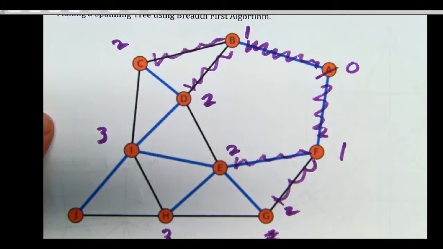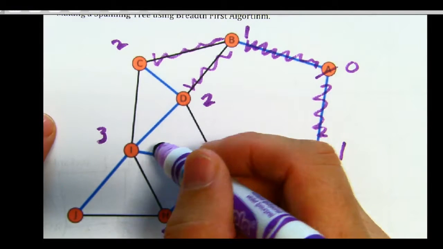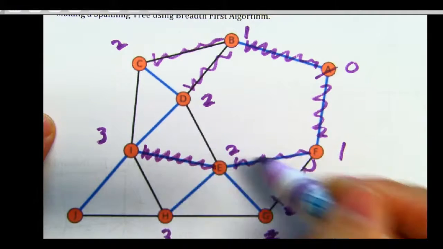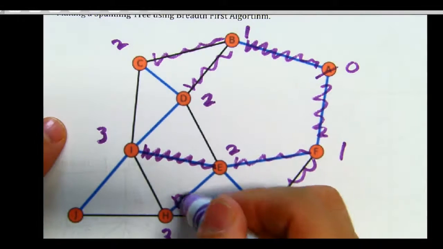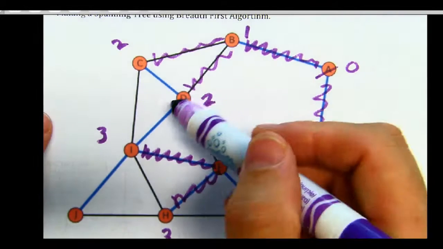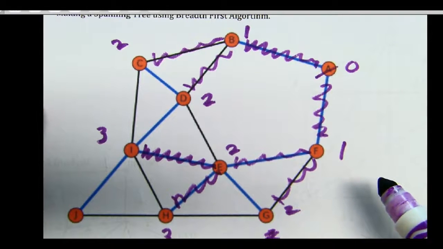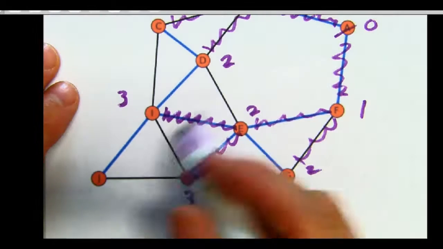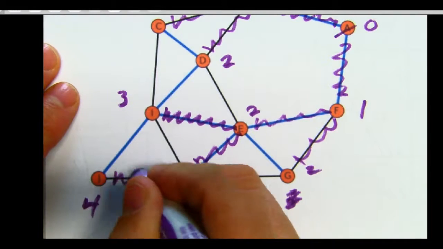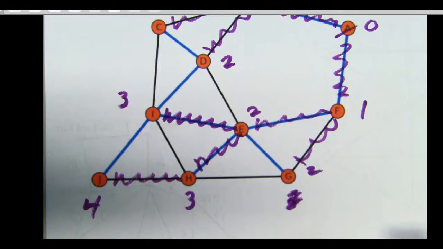It's just creating a tree, a spanning tree, so we just choose to do that one there and possibly that one there. I could have easily done this one instead of this one, but we don't want to include extra edges if we don't need to. Now this one right here would be my 4, and so now I have a spanning tree.